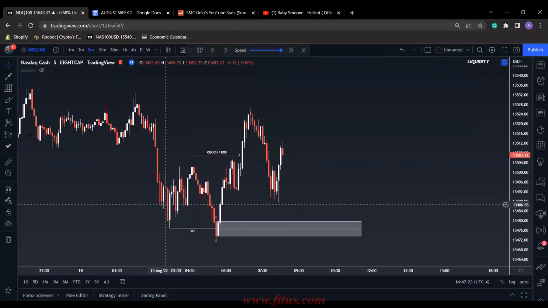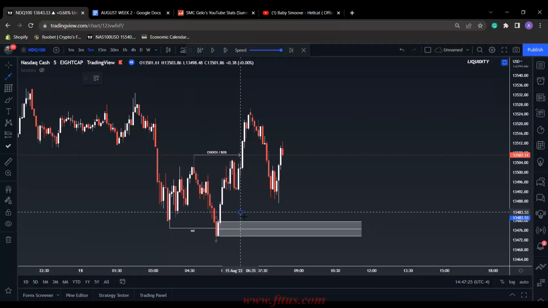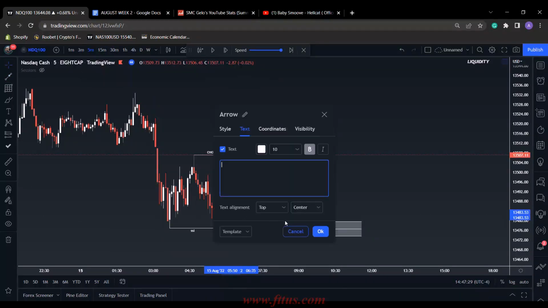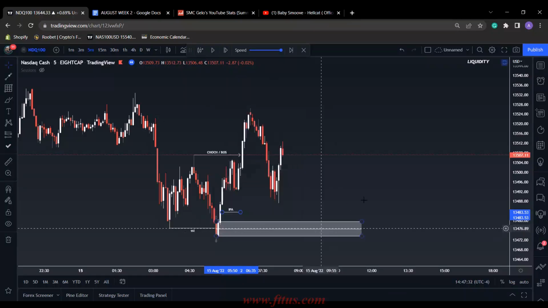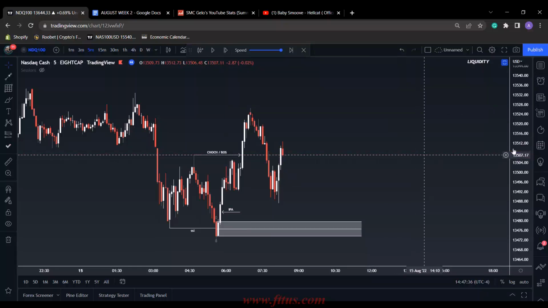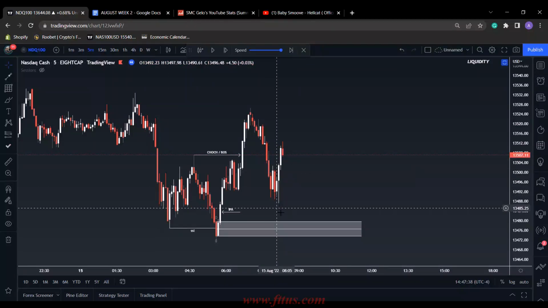Price also formed imbalance right here. Imbalance, I mark it as IPA. So if you ever see my posts, if you ever see any of my setups, IPA is imbalance. I just shorten it up because the word imbalance is a little bit too long. You know, I like my charts clean.